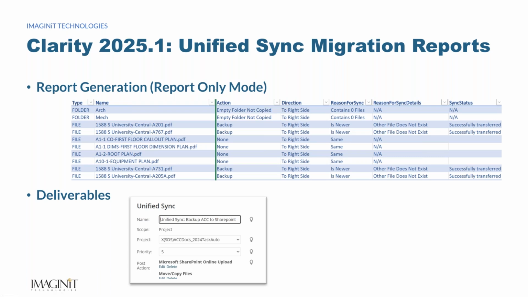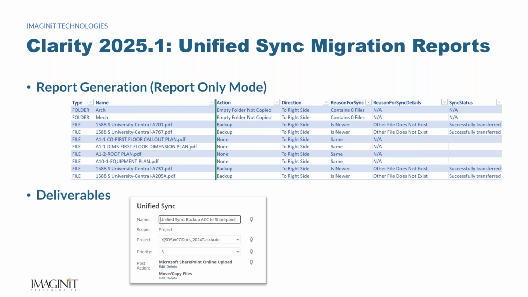For Unified Sync, we've added the ability to report. It happens all the time for Unified Sync now, but you can make it happen only to report. So you could report and check what's going to happen before you actually run the actual migration, and tweak what files you want to do, what folders you want to include.